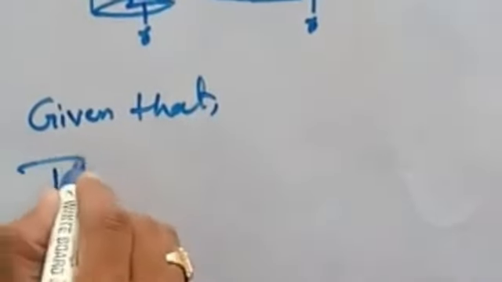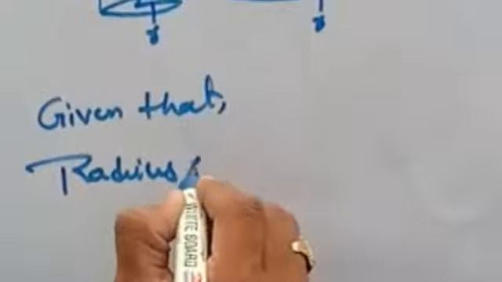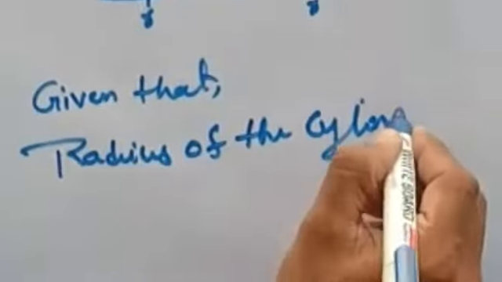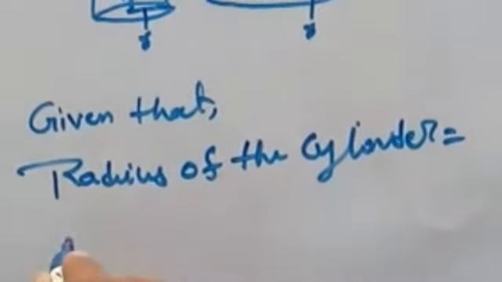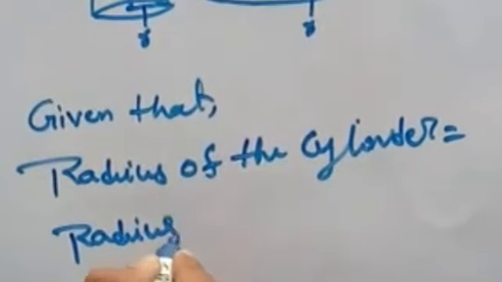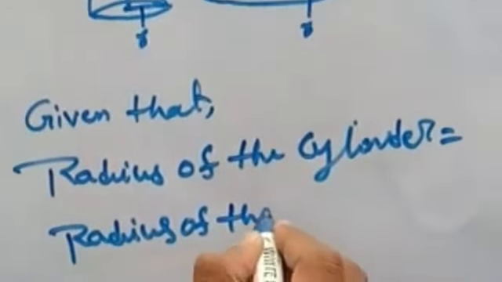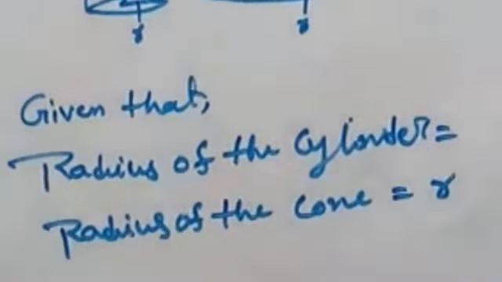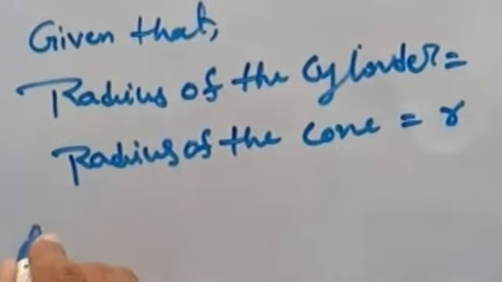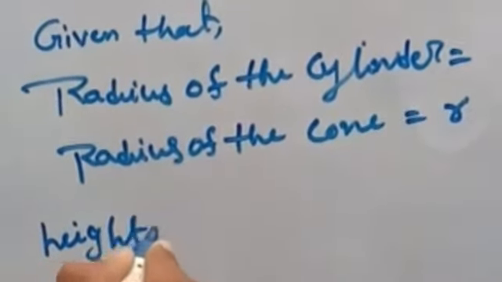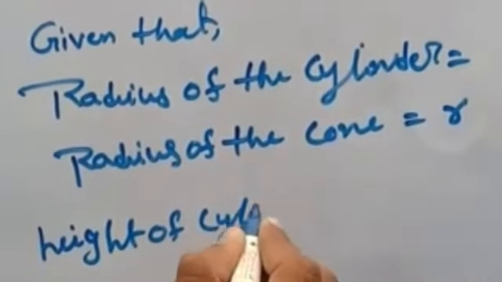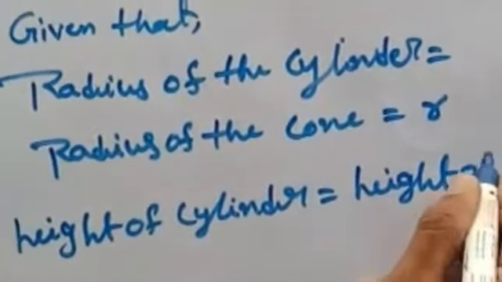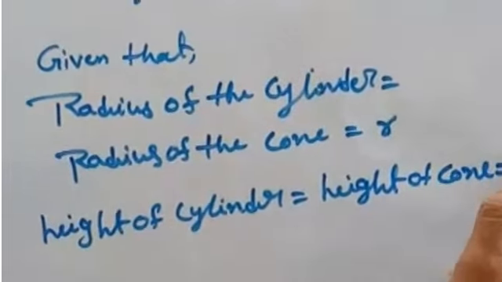First, radius of the cylinder is equal to radius of the cone. Both are equal. That means r is equal to r. Next, height of cylinder is equal to height of cone. Both are equal h.